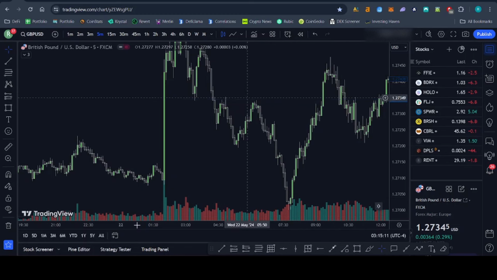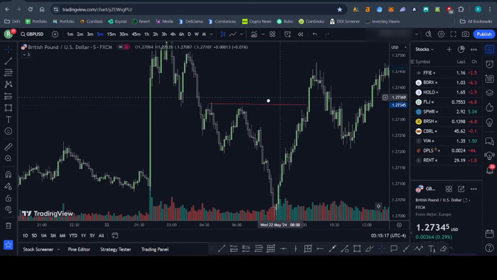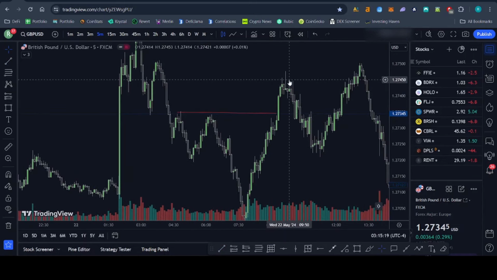So at this point we've got a market structure shift because we've broken and closed above these two highs. So at this point we're expecting that price is probably going to shift and become bullish. So we get a pullback here. We put in a higher low. We then break and close above this high again, continuing the price action to the upside, confirming that we're now in a bullish trend.